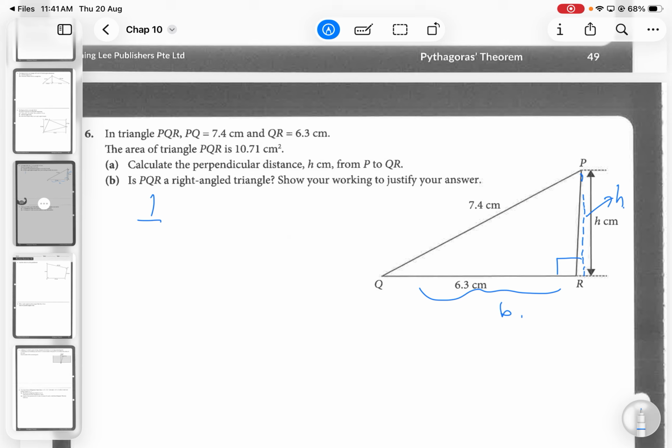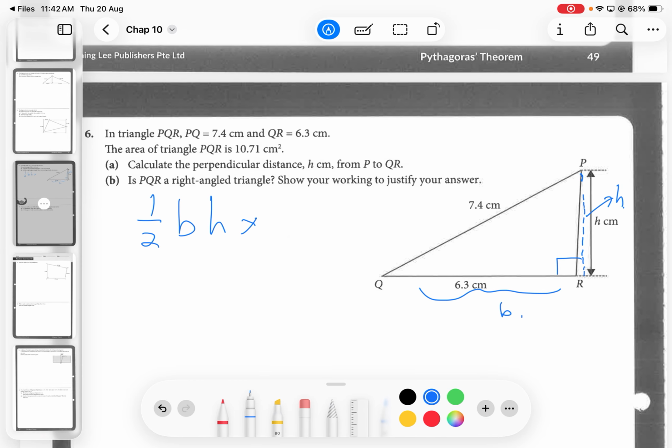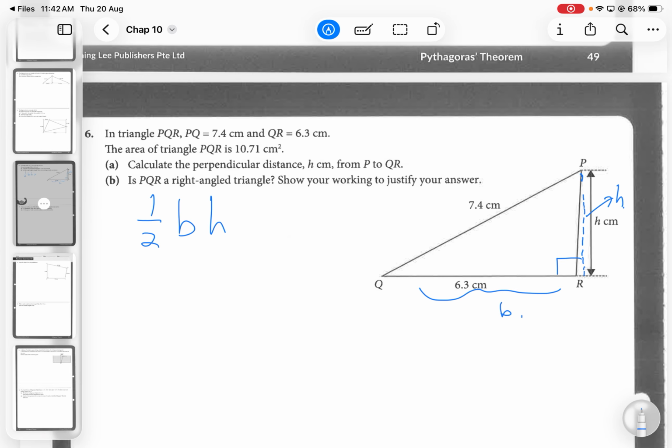I write down half times base times height equals 10.71, the area. Half times base times height will give me the area, and the area is 10.71. I already know the base, 6.3. So I can put in 6.3. Can I find H?